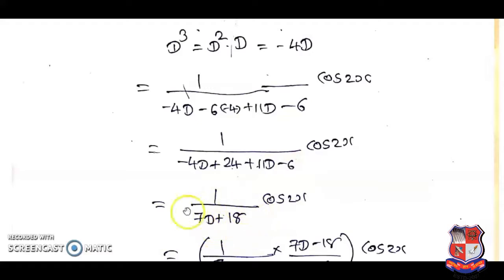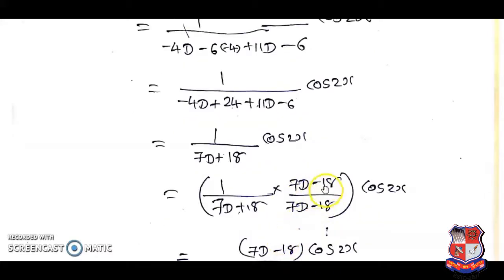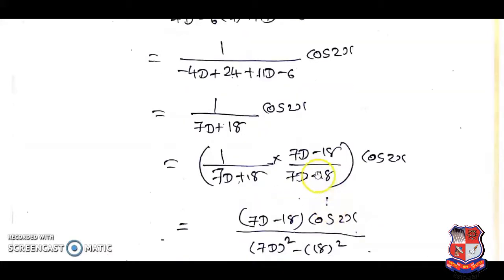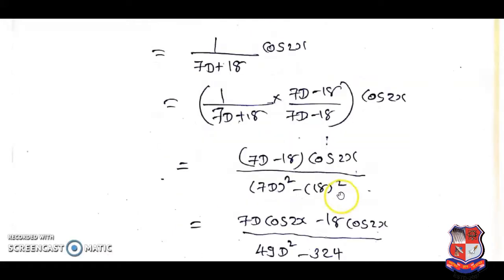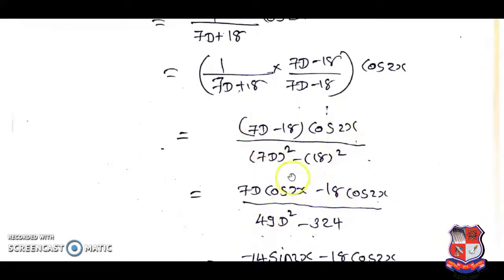This is a linear equation, not a quadratic form. In the cosine method we only apply the value for d square. So we have to convert into d square form. How? Multiply with the conjugate. So 7d plus 18, its conjugate is 7d minus 18. We have to multiply 7d cos 2x and 18 cos 2x. It is a plus b, a minus b, so 7d square, that is 49d square, and minus 18 square, that is 324.